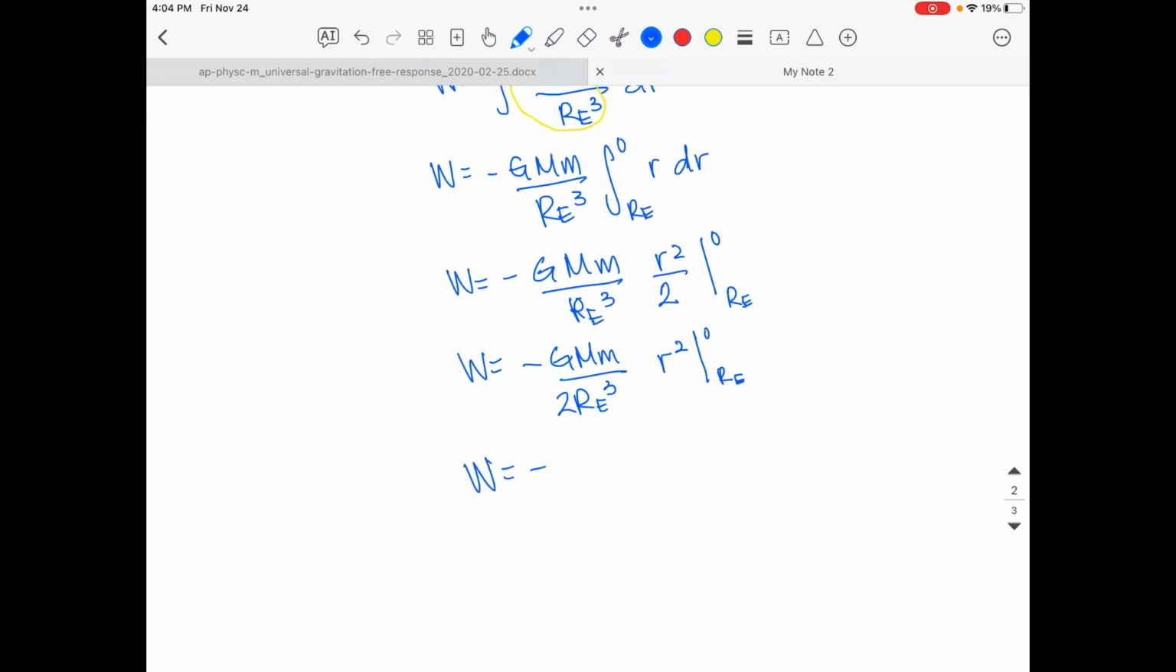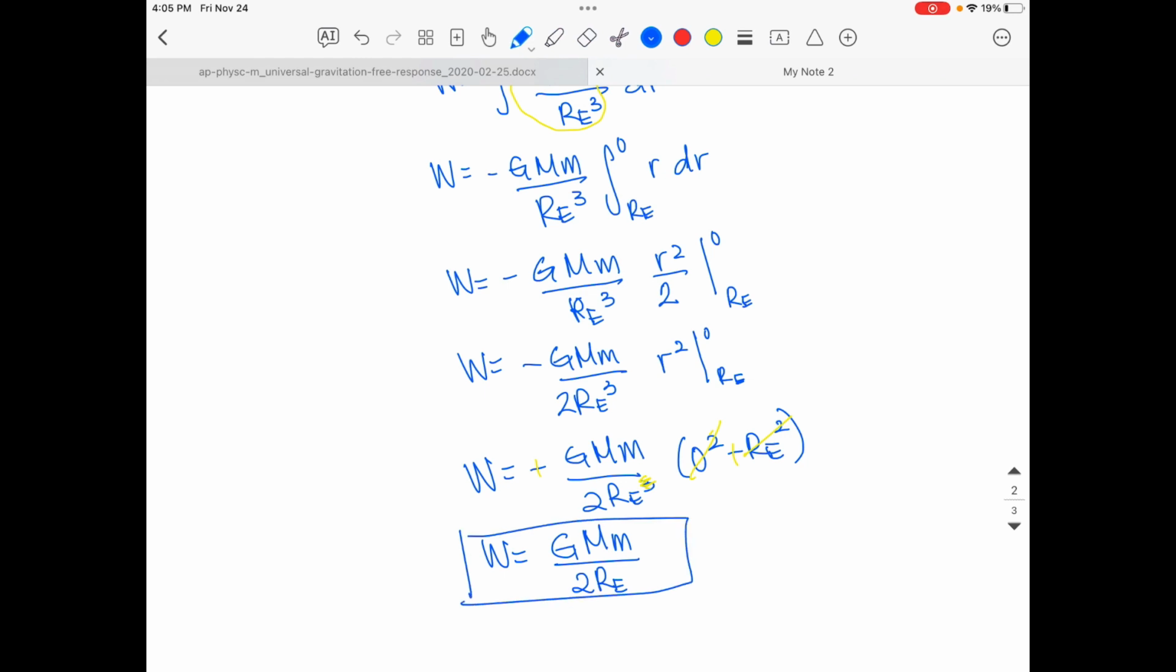And that leaves me with 0 squared minus radius of the Earth squared. What's nice is this ends up canceling out. These two negatives turn into a positive, and the radius squared cancels with 2 of the radius cubes in the denominator. And so we end up with a final answer of work equal to G mass of the Earth, mass of the object, over 2 times the radius of the Earth. And that is your final answer.